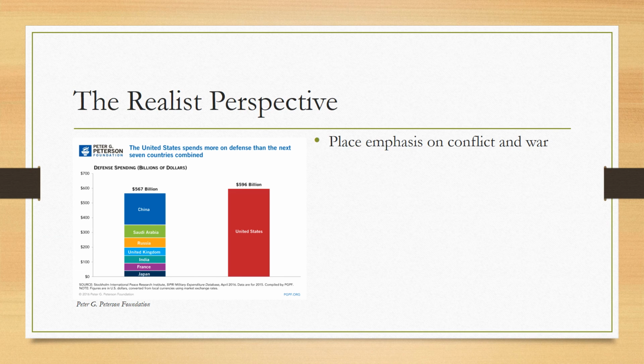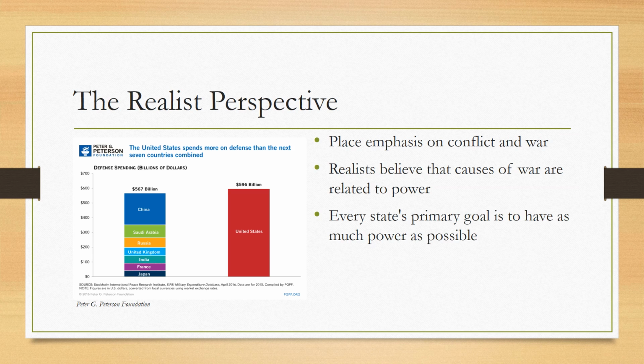Within the field of international relations, realists place an emphasis on conflict and war. This is not because they enjoy war, rather, they hope to avoid it through studying the subject. A realist will tell you that they believe the causes of war relate to power, and that it is every state's primary goal to acquire as much power as possible. Oftentimes, realists see stronger states exercising their power to dominate weaker states.